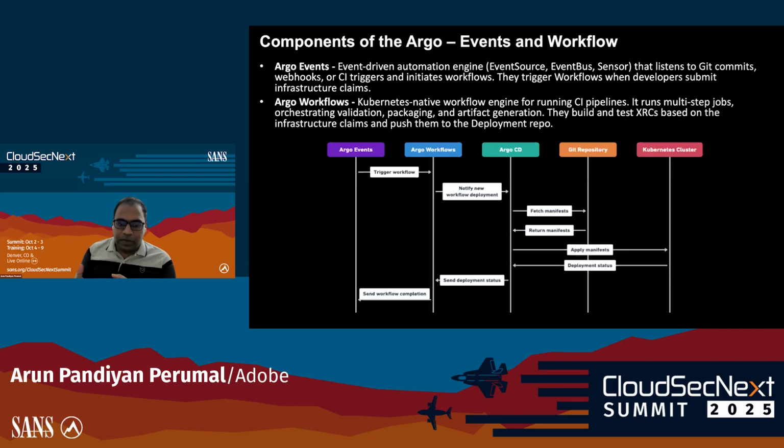Next, Argo Workflows. It is a Kubernetes-native workflow engine for running the continuous integration pipeline. It runs multi-step jobs directly inside the Kubernetes cluster that validate packages and then generate artifacts for deployments. In our Argo CD and Crossplane case, it builds and tests the composite resource claims based on the infrastructure requests that we receive from the developers or application team, then pushes those built packages into the deployment repository for deployment.